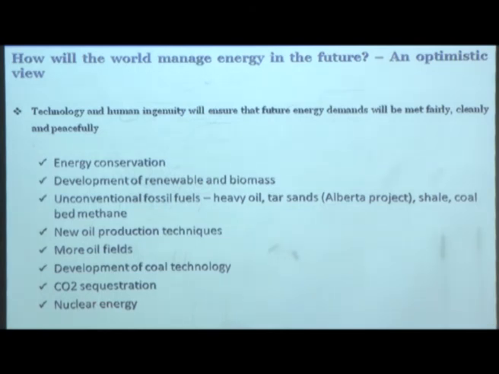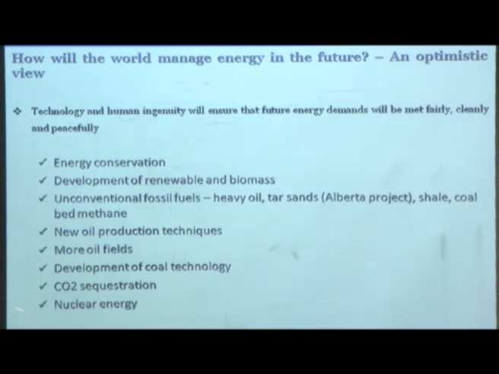CO2 sequestration means if you are using fossil fuels, you are putting CO2 into the atmosphere. If you can somehow capture it and store it in underground mines, or pack it inside the crust of the earth, in naturally created cavities, then you are actually saving the atmosphere from that CO2, and you are saving the earth from getting heated up because of the greenhouse effect. So CO2 sequestration is also being looked at very carefully. A lot of work is going on in CO2 sequestration.